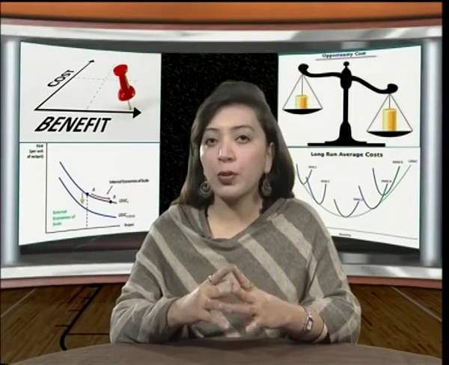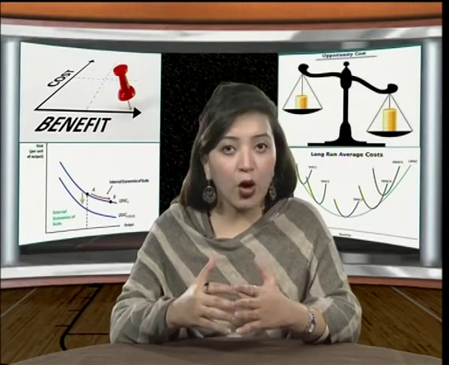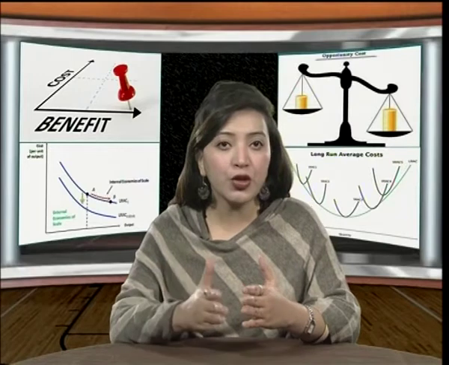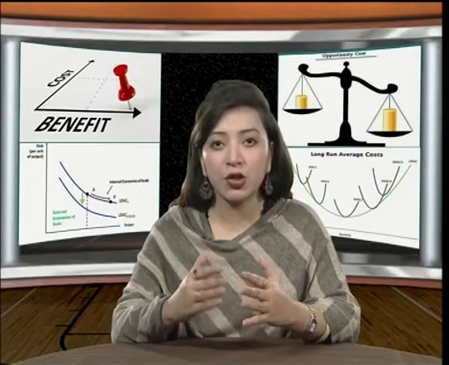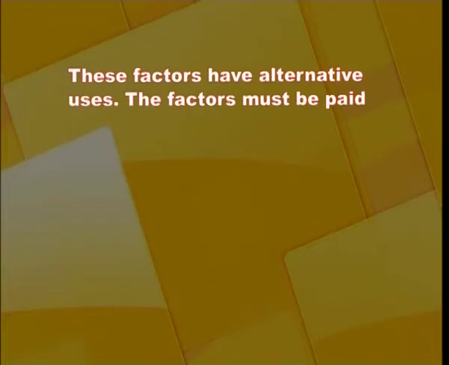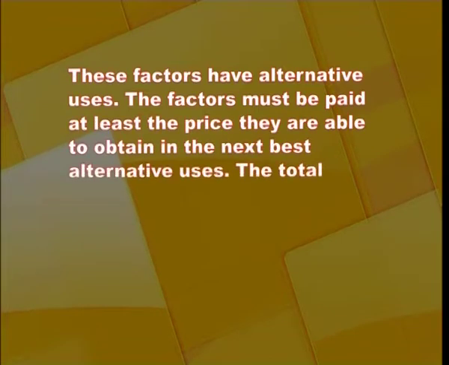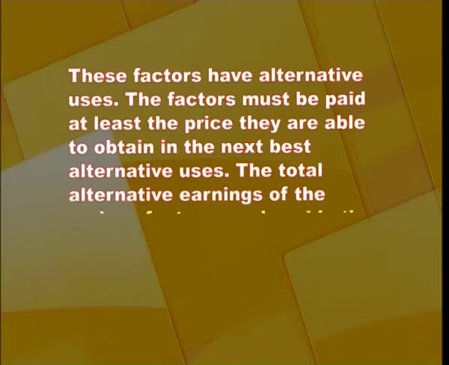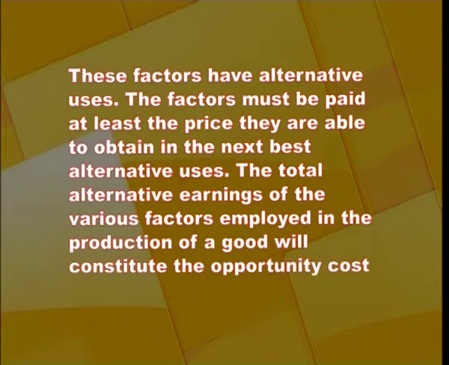The alternative or opportunity cost of a good can be given a money value. In order to produce a good, the producer has to employ various factors of production and has to pay them sufficient prices to get their services. These factors have alternative uses. The factors must be paid at least the price they are able to obtain in the next best alternative uses. The total alternative earnings of the various factors employed in the production of a good will constitute the opportunity cost of the good.